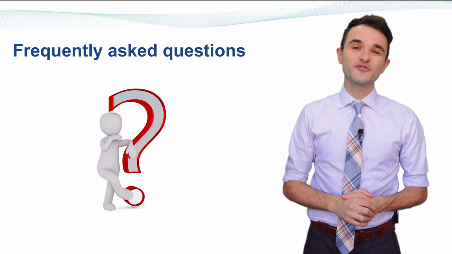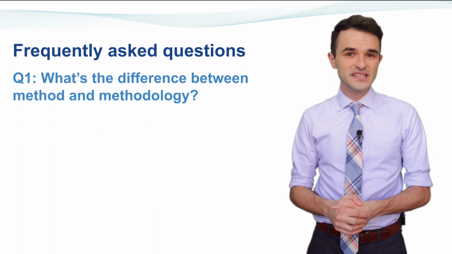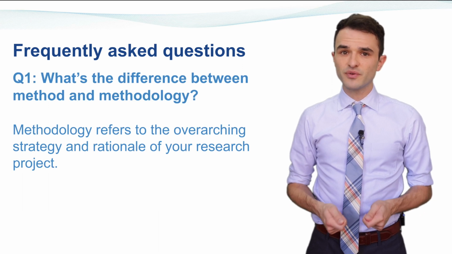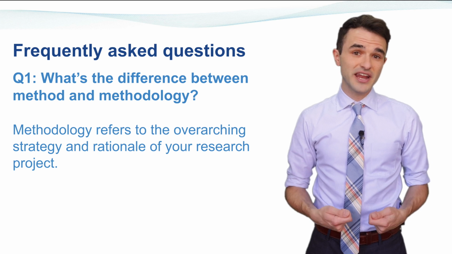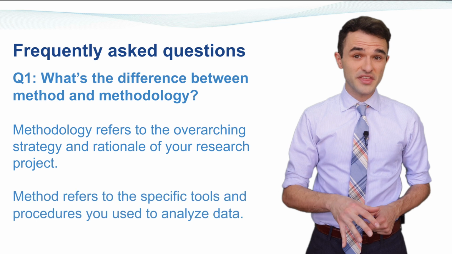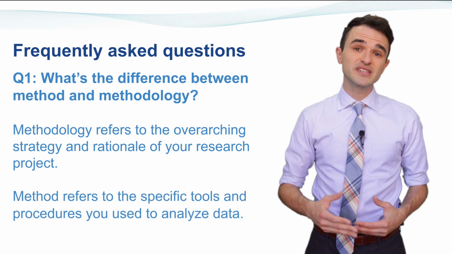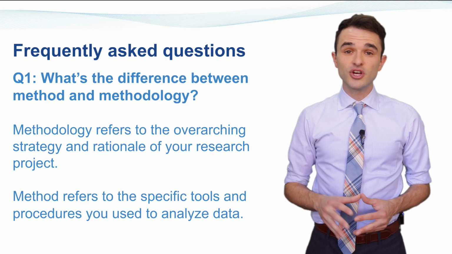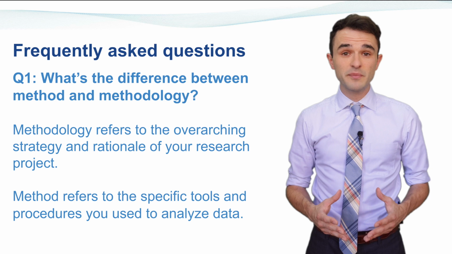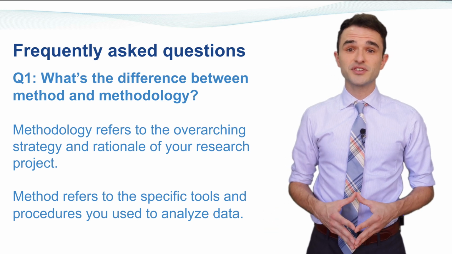Now, let's cover some frequently asked questions about the methodology section. What's the difference between method and methodology? Methodology refers to the overarching strategy and rationale of your research paper. Method refers to the specific tools and procedures you used to analyze data. Short papers often just describe your methods. Longer papers describe your methodology that includes your approach to answering the research questions.